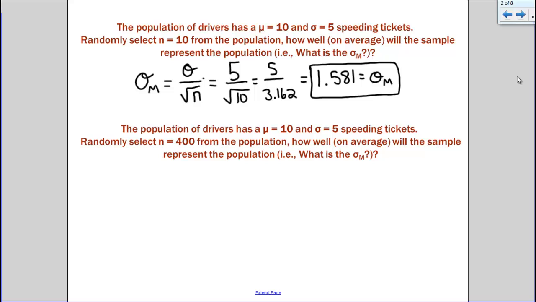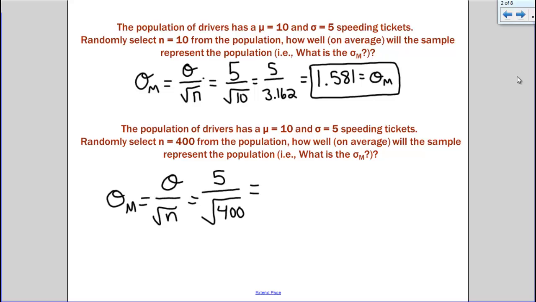So if we randomly select a sample of 400 drivers from this population with a mean of 10 and a standard deviation of 5 speeding tickets, how far away would we expect that sample mean to be from the population mean, just due to chance? So here's our standard error. We've got our standard deviation divided by the square root of n. Our standard deviation is 5, just like the example above. But now instead of having a sample size of 10, we have a huge sample size of 400. It's pretty big relative to a sample size of 10. So this becomes 5 divided by 20, and you end up with a standard error of 0.25.